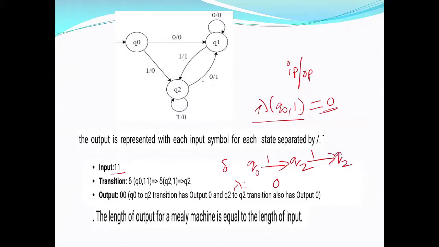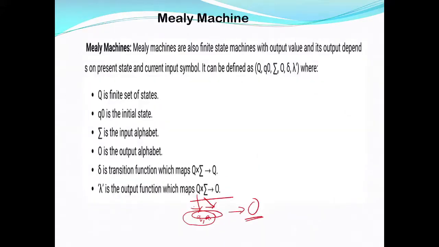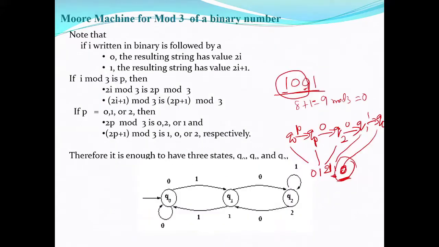Then what is the output? q2 on 1, output is 0, 0, right? So for every input transition you make, there is an output symbol. So the length of output in Mealy machine is same as the length of input, because now the transitions are producing output, and hence the length of input and length of output will be same. This is Mealy machine. You can write a transition table for Moore machine.